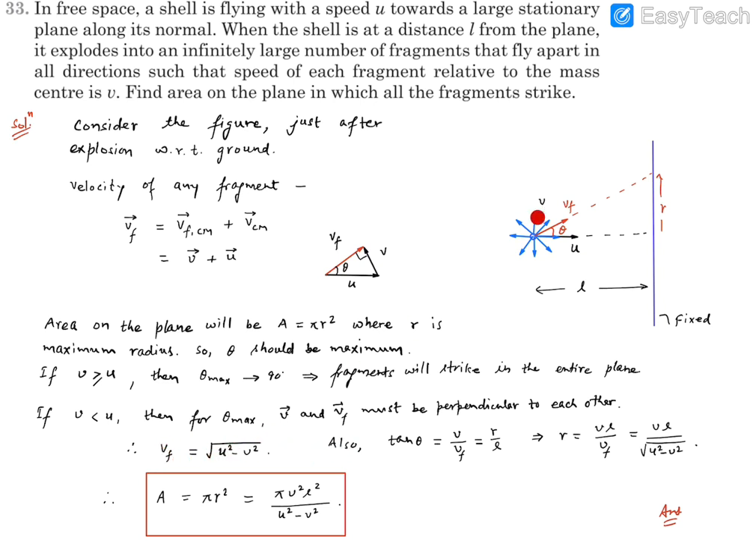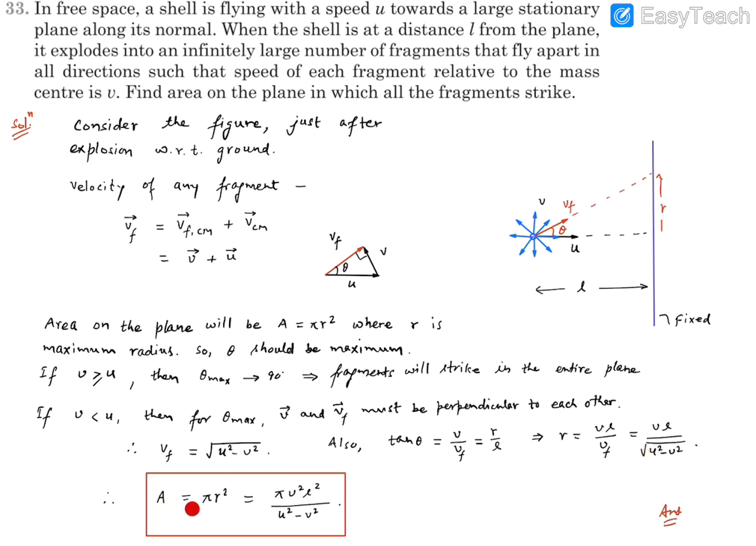So from here we got to know what vf is. We can also find what this theta is, and this theta is the max we are talking about. In this bigger triangle, tan theta is going to be r by L. Moreover, from here we can say tan theta is going to be v divided by vf. So both tan thetas can be equated. From here we are able to find this small r, which is the radius. r is going to be vL divided by vf, and vf is the square root of u square minus v square. So the radius is vL divided by the square root of u square minus v square. This is the maximum radius up to which the fragments are going to hit.